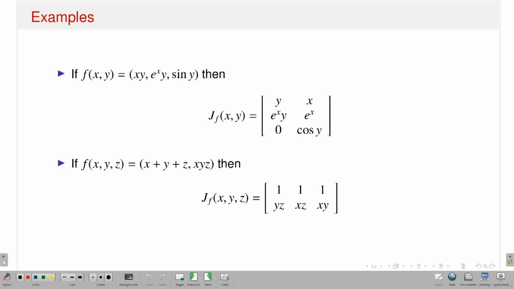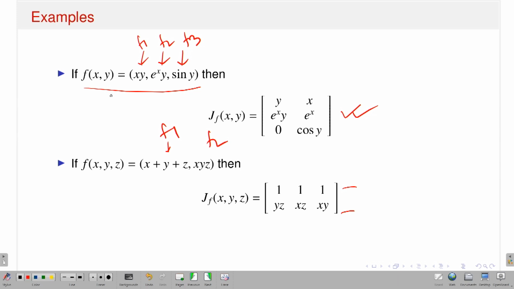A few examples I have given. Okay, if my function f of x y is equal to this, you can easily identify the component functions. So this is my first f1, this is f2, this is f3. Using the earlier formula, you just calculate the Jacobian. Similarly, it is a function from R3 to R2. So this is f1, this is f2. So what will be the orders? It should be order 2 cross 3, 2 rows and 3 columns.